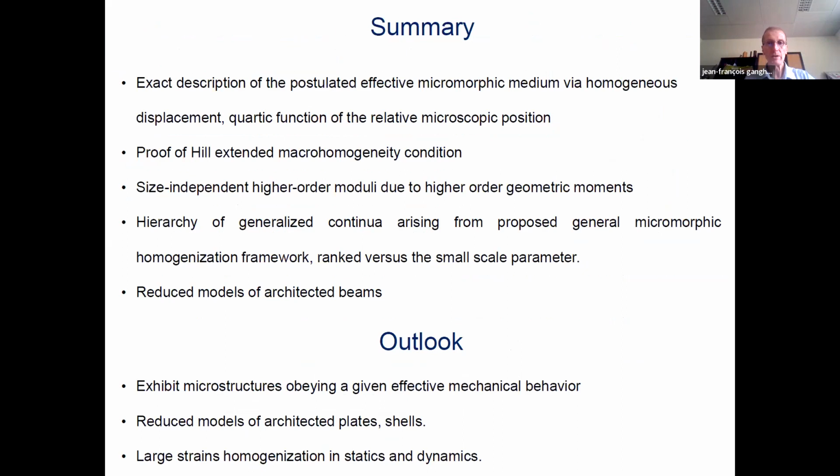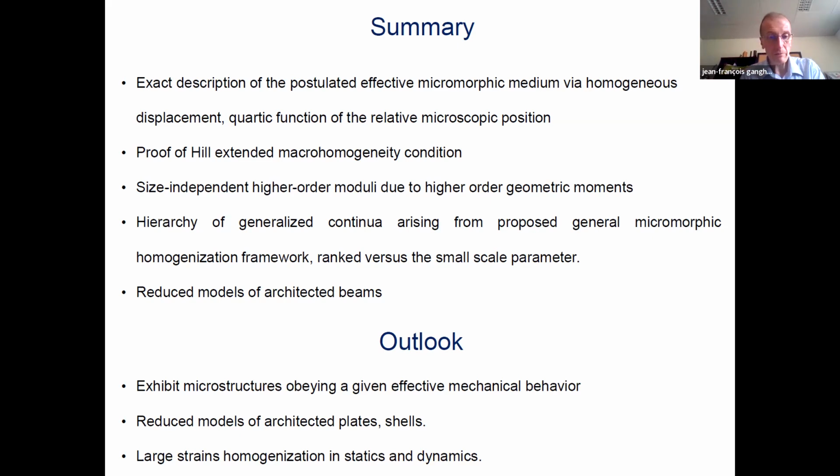So to conclude, as a summary, we have provided some improvement of micromorphic homogenization theories by providing an exact description of the homogeneous displacement as a quartic function of the relative microscopic position. We have brought a constructive proof of the Hill macrohomogeneity condition. These higher order moduli show size independency because of the higher order geometrical moments which are incorporated into the formulation. We have obtained a whole hierarchy of generalized continua, which are ranked versus a small scale parameter. And we can develop reduced models for architected beams.